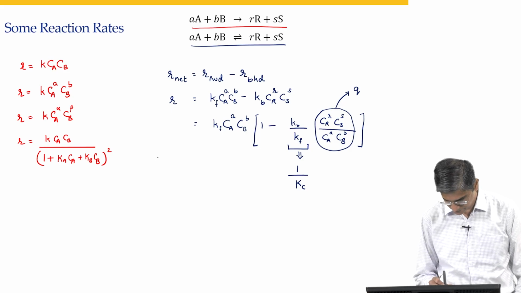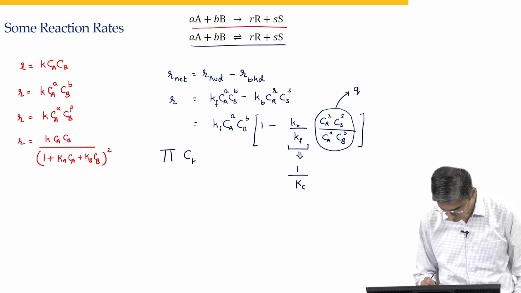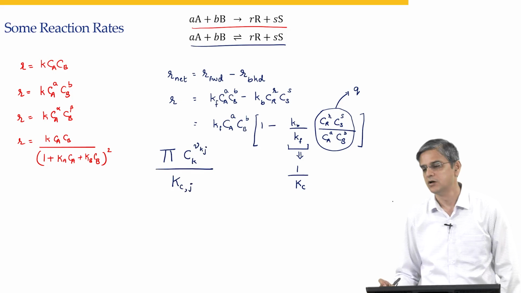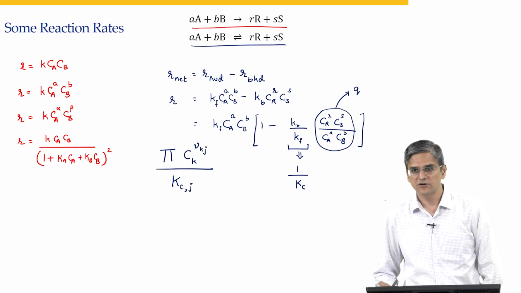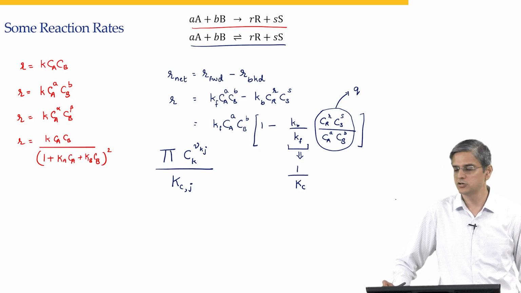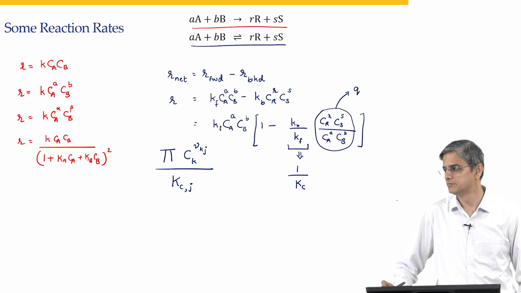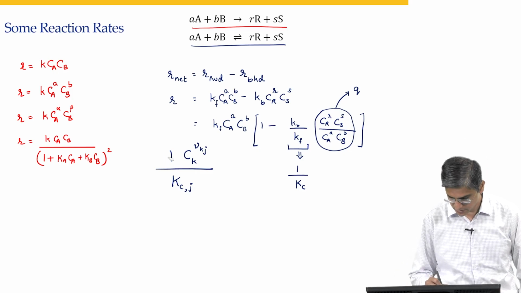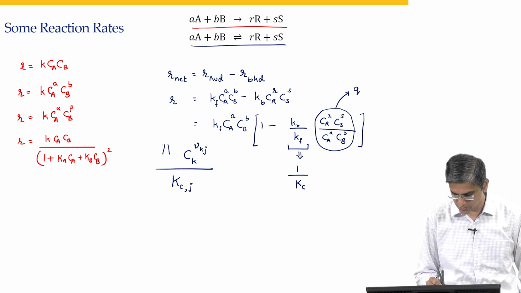The term, how far it is from 1 determines how far you are away from equilibrium. If this is equal to 1, you are at equilibrium.